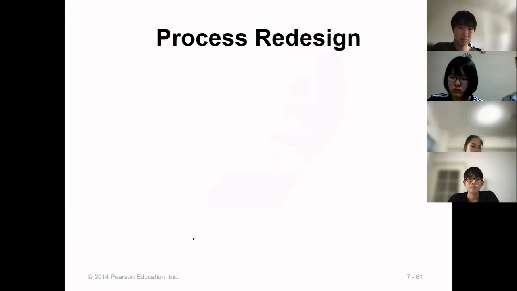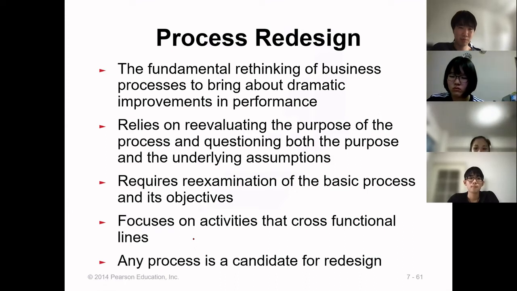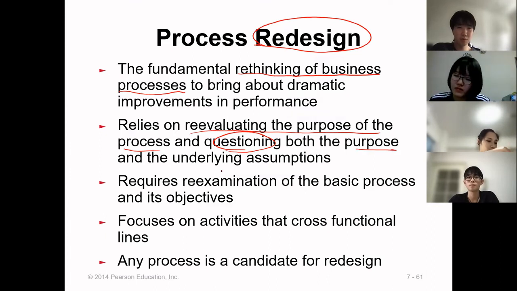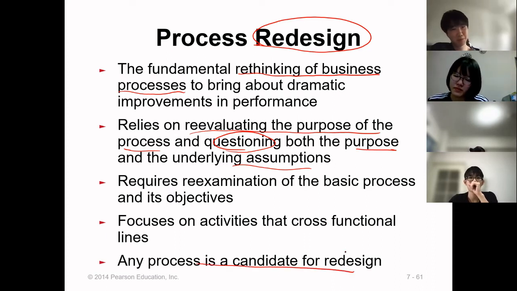The last one is process redesign. There is a technique to rethink how processes are being done. It is a rethinking of business processes. When you say redesign, we rethink how to do the job. You re-evaluate the purpose of the process and question the purpose and the assumptions. You try to find a different way of doing things. You look at activities that cross function lines, and you can remove steps, combine steps, or eliminate steps. So it is called process redesign.